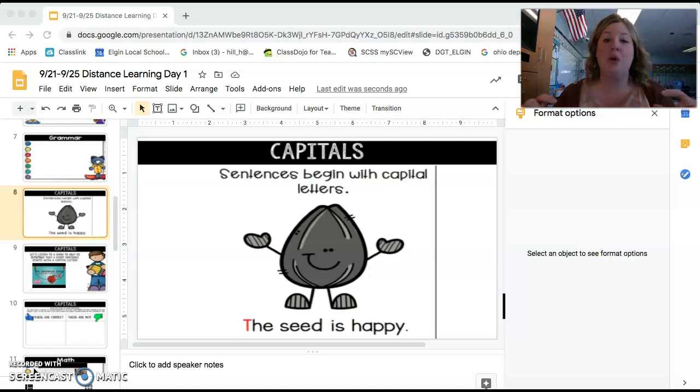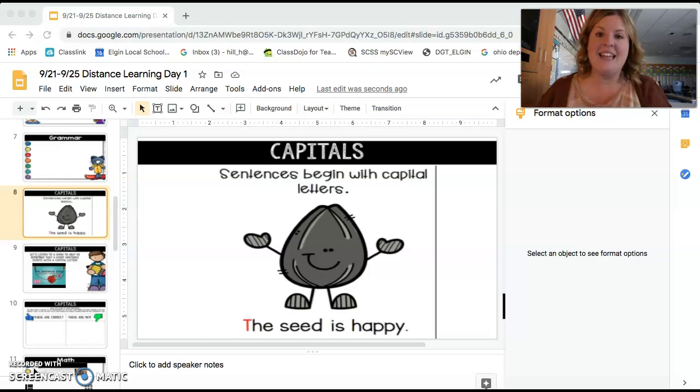Those were the papers that you had to cut out, cut out the words, and put them in order. You had to find the capital at the beginning, you had to find the period at the end, and then put the words in order, okay? So today, I want you to think about that assignment when we are doing this one, okay? So again, this is showing you the capital is right at the beginning of the sentence.